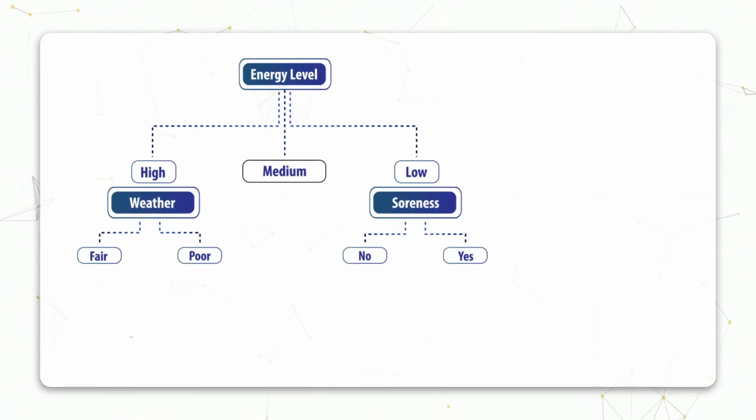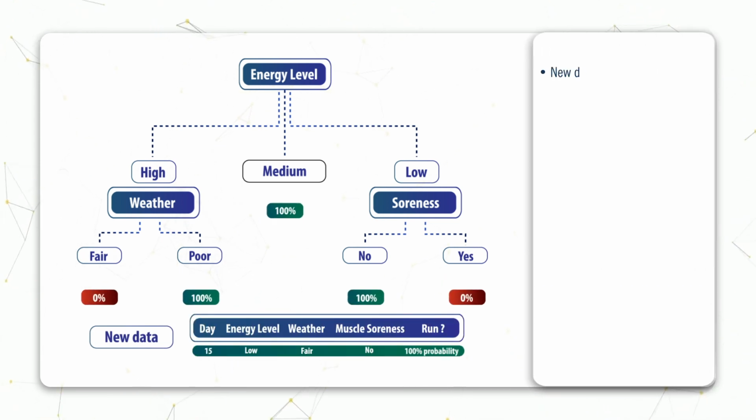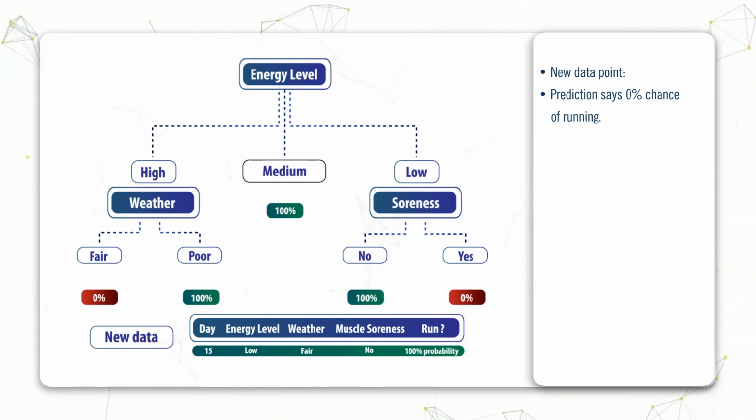And so now, if we get this new piece of data and ask for a prediction, we can run through the decision tree. So energy levels are low. So we go down this branch. Weather is fair. Muscle soreness is no. So we go down this branch. And we see that there is a 100% probability that Alice is going to go for a run.